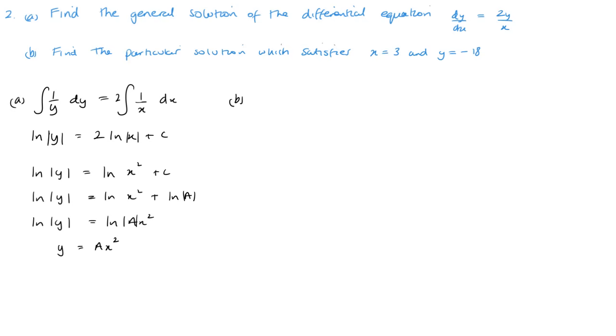Now B is find the particular solution when x is 3 and y is minus 18. So minus 18 equals a times 3 squared. So minus 18 equals 9a. So a equals minus 2. So that is y equals minus 2x squared. And that is the particular solution to this differential equation. And there you have it, nice and easy.